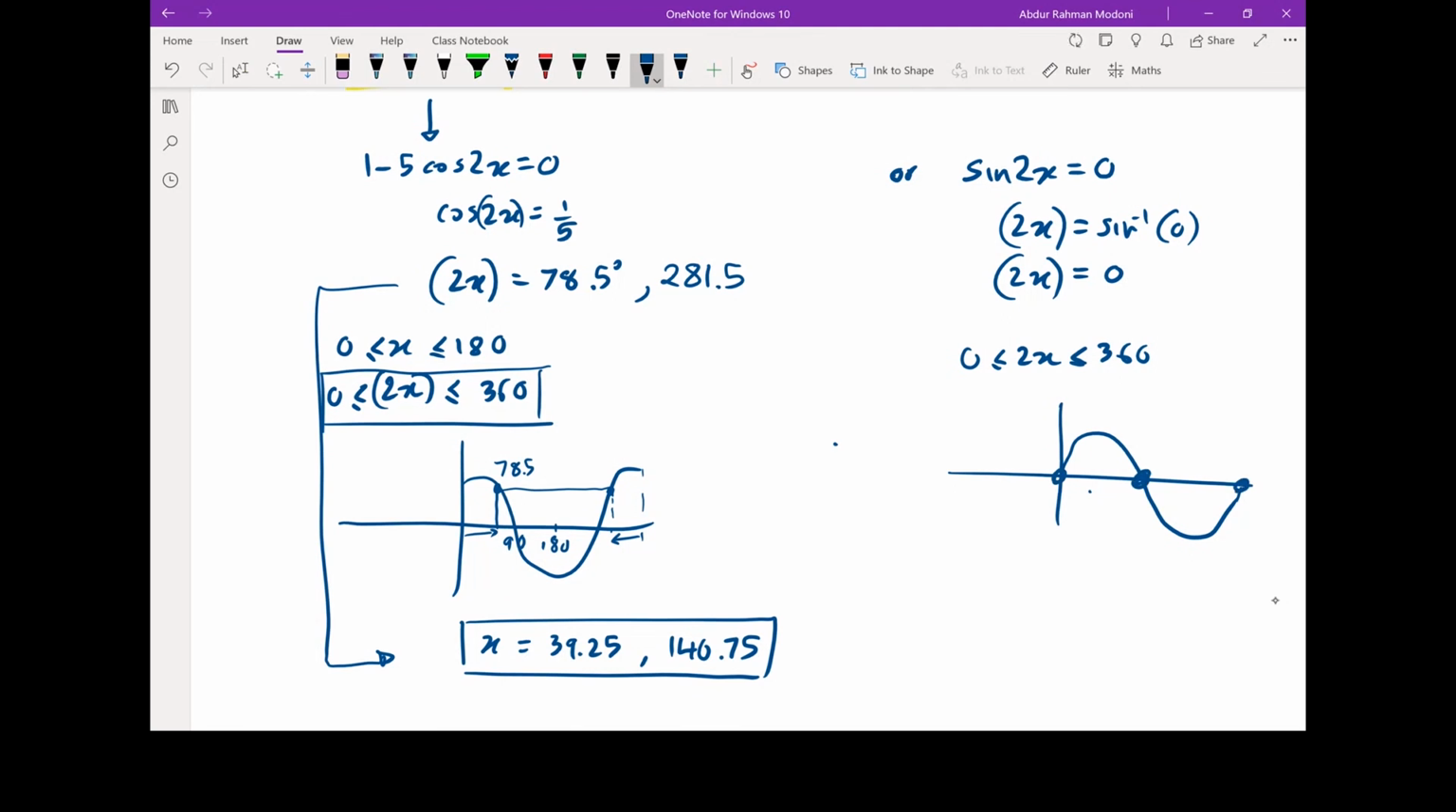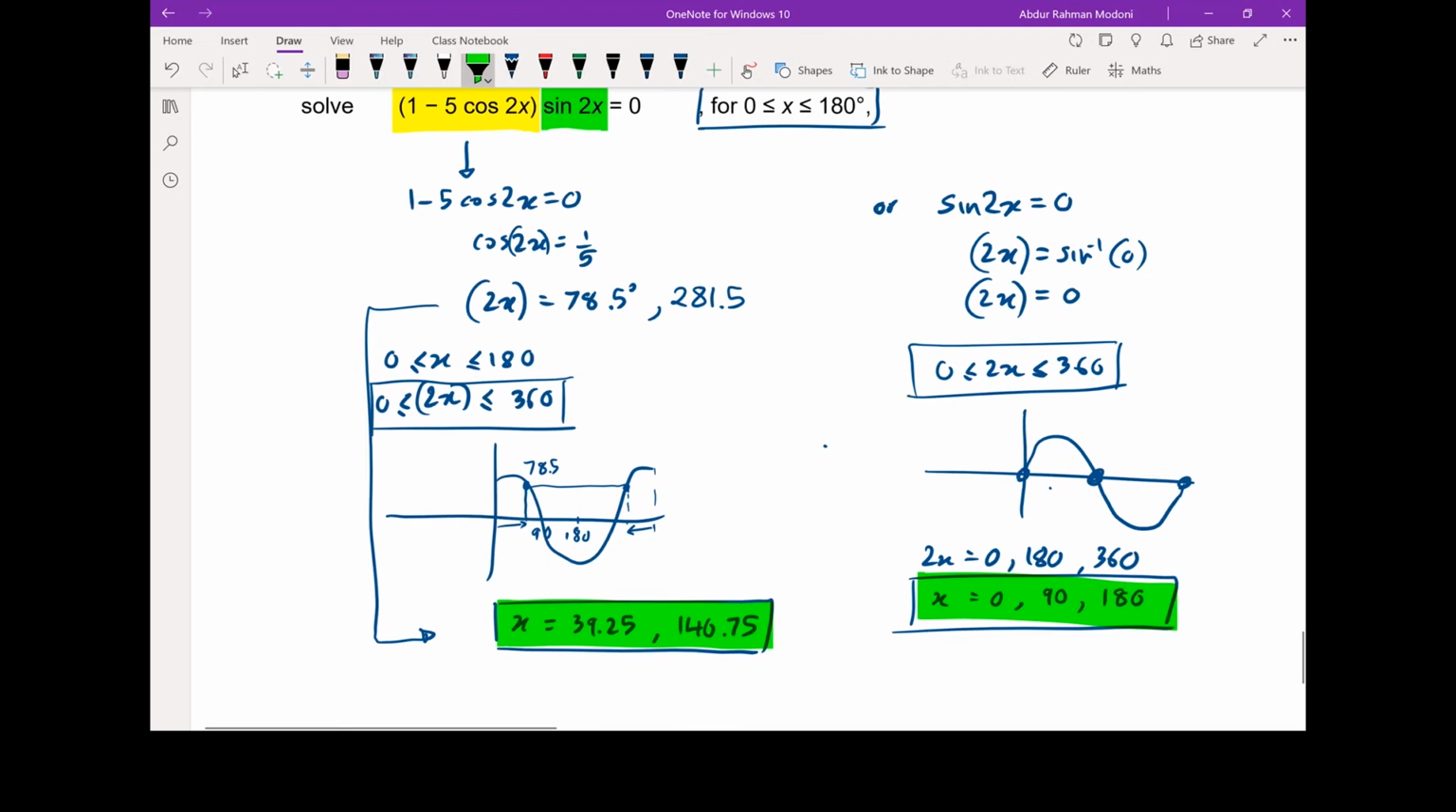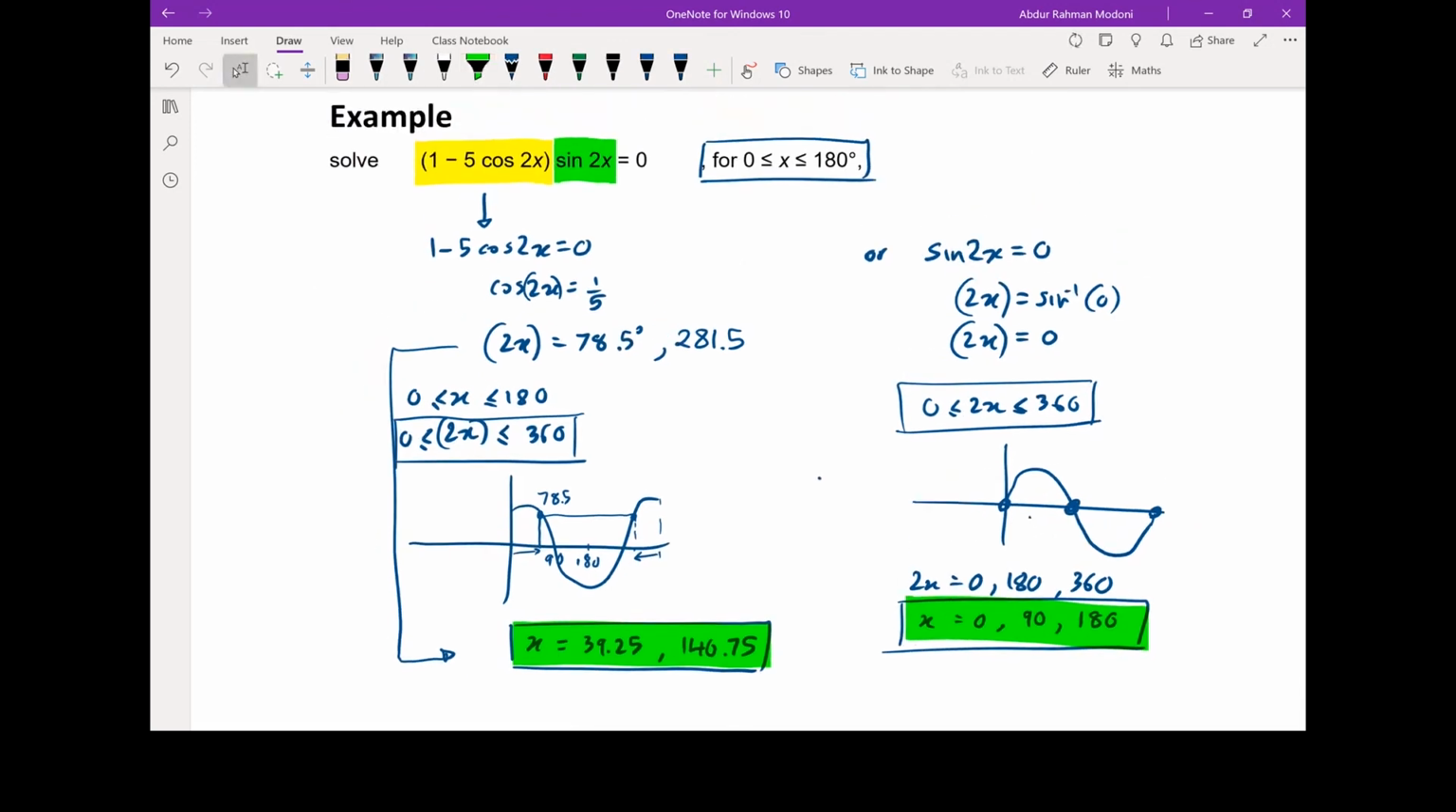So this one was relatively straightforward. 2x is equal to 0, 180 and 360 for this interval. Now we find out what x is by dividing everything by 2. x is equal to 0, 90 and 180. So the complete solutions that we have are here and here. This was an example of solving where we didn't need to get it down to the same trig function, because in the factorized form, each factor contained only one trig function.